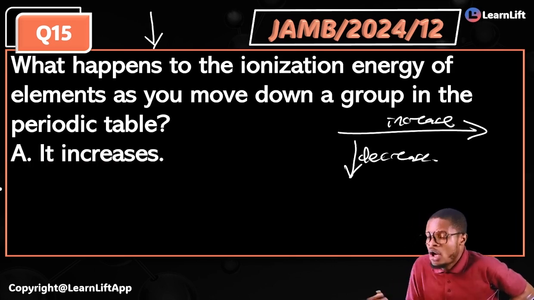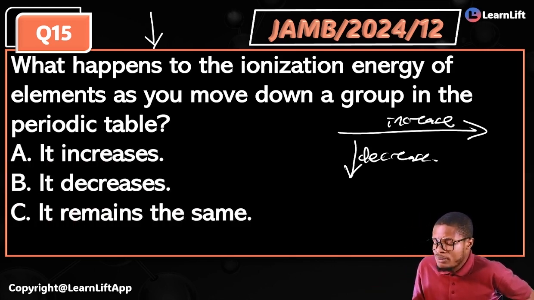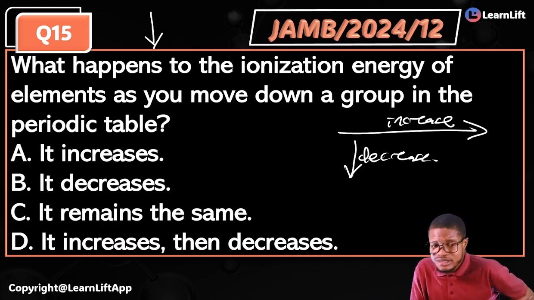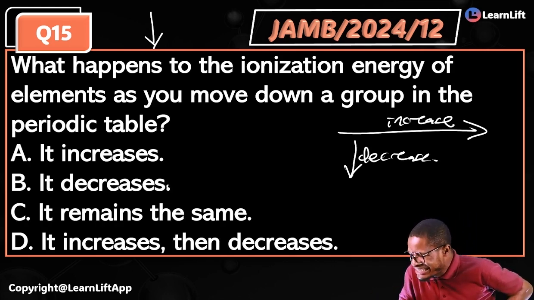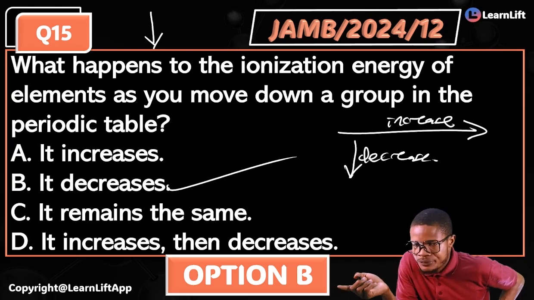Option A says increase. Option B says it will decrease. Option C says it will remain the same. Option D says it will increase then decrease. What is the answer? It decreases. Option B is the correct answer. Does it make sense?